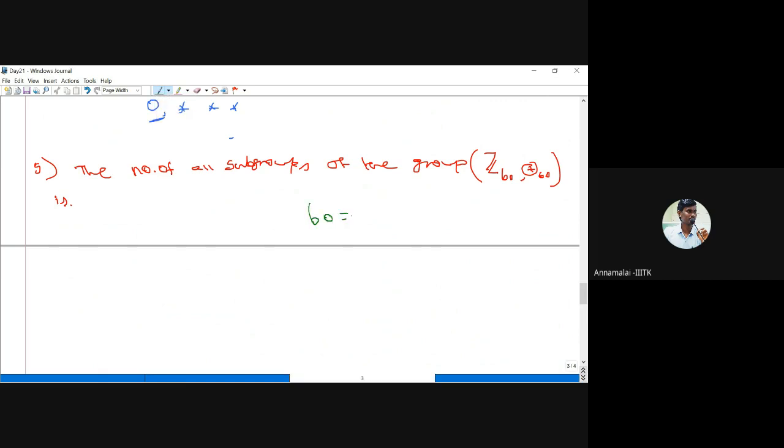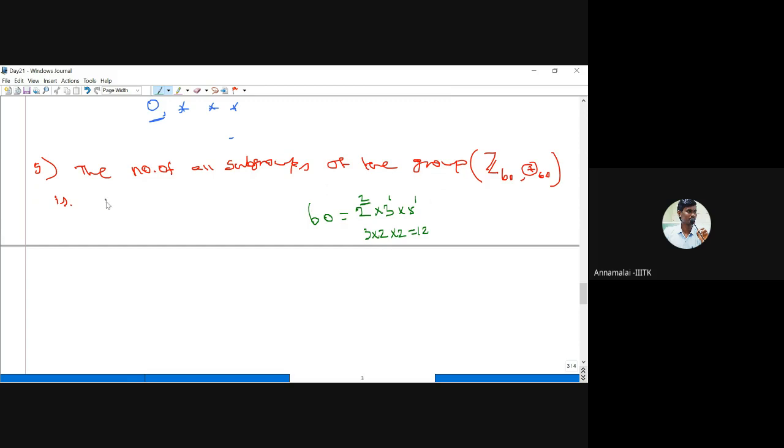So 60 can be written as: 6 is 2 into 3, and 10 is 2 into 5. Therefore, 60 is 2 square into 3 into 5, correct? Now, what is the number of divisors? You add 1 to each power. The power of 2 is 2, add 1, we get 3. The power of 3 is 1, add 1, we get 2. The power of 5 is 1, add 1, we get 2. Therefore, 3 into 2 into 2 is 12. So there are 12 divisors.